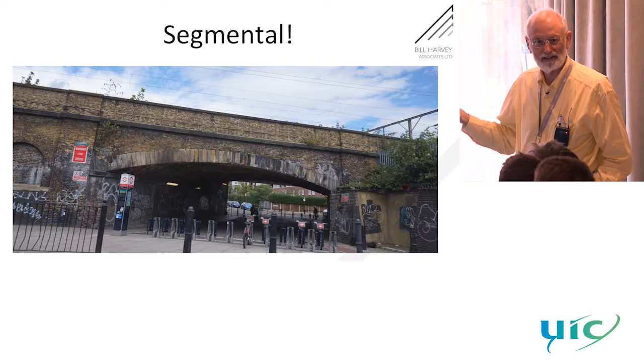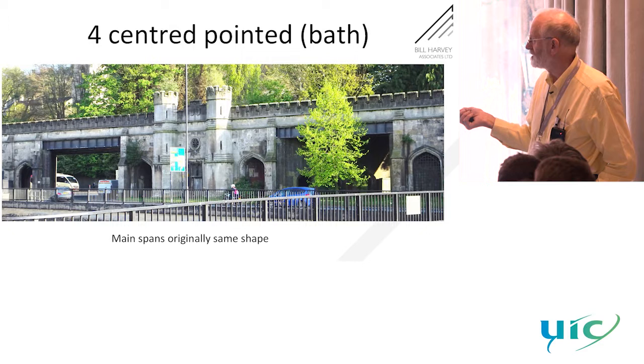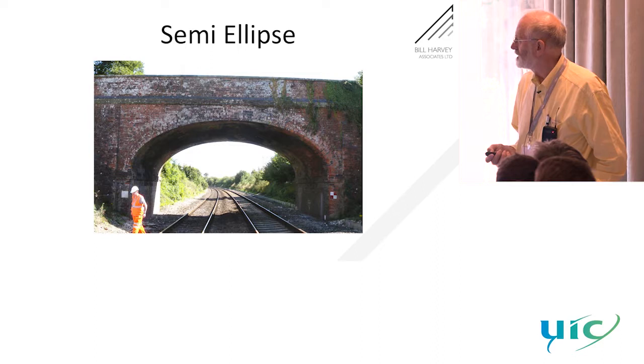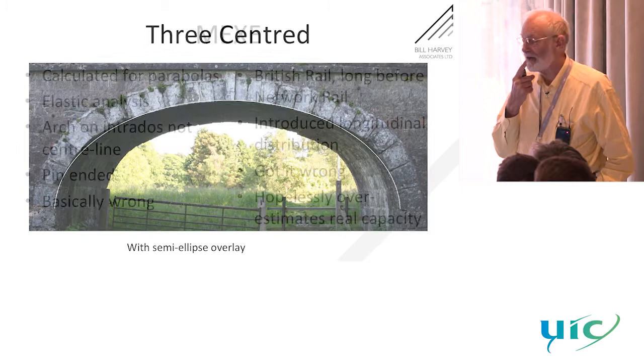These arches are four-centred pointed arches. There used to be four-centred pointed arches in here as well. But they've taken them out and put girders in to let bigger vehicles through. That one is elliptical, that one is three-centred, and we talked this morning about the difference between the two.